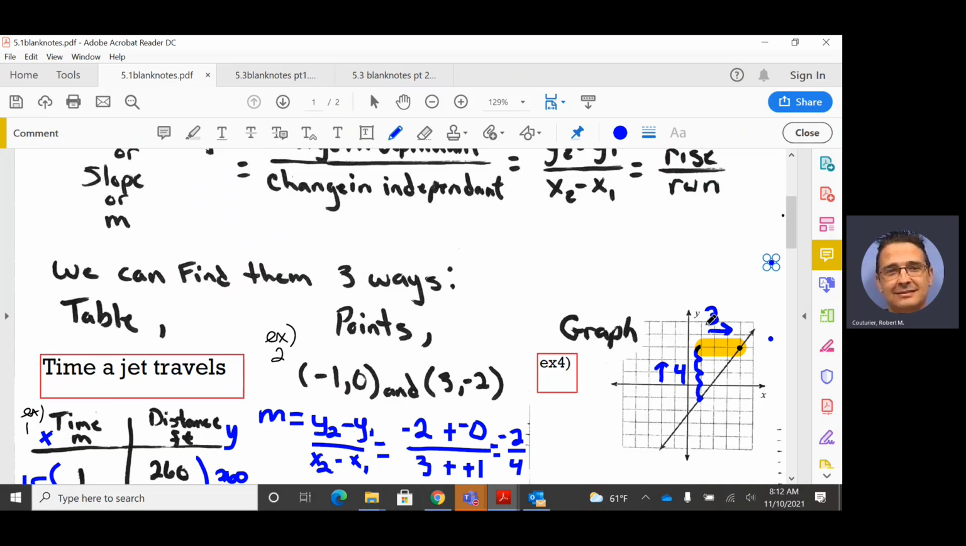This is what we have to remember when we do these graphing, okay? Anytime we're trying to find rise over run, if you go up, it's considered a positive movement. If you go to the right, it's considered a positive movement. If you go down, it's considered negative. If you have to go to the left, it's considered negative.